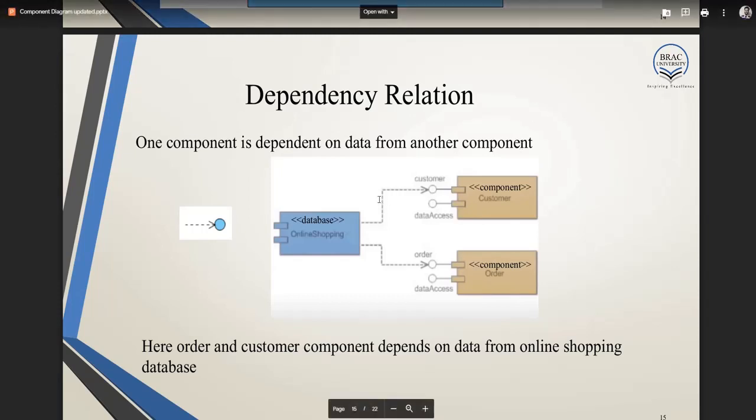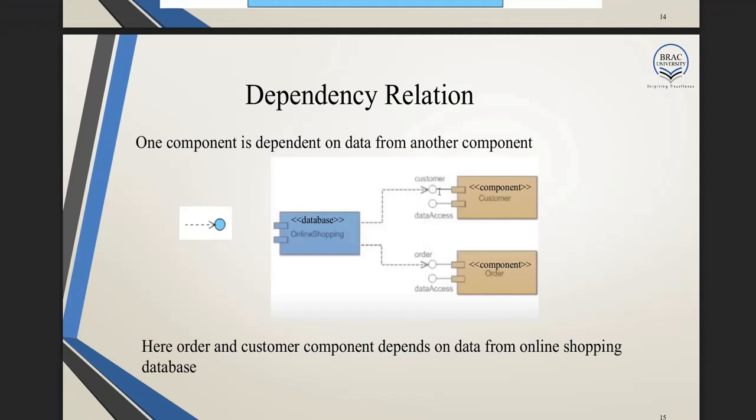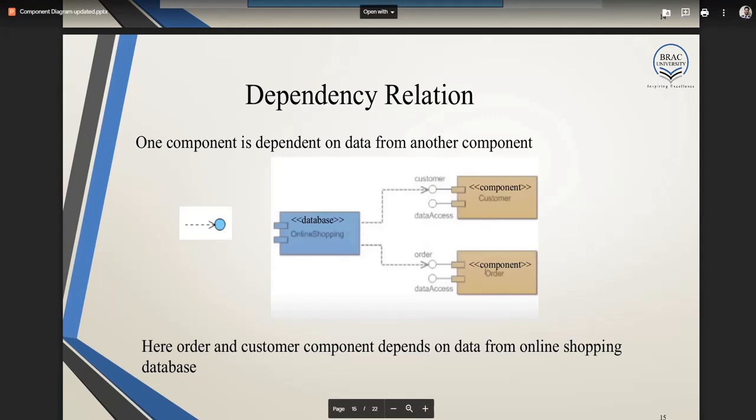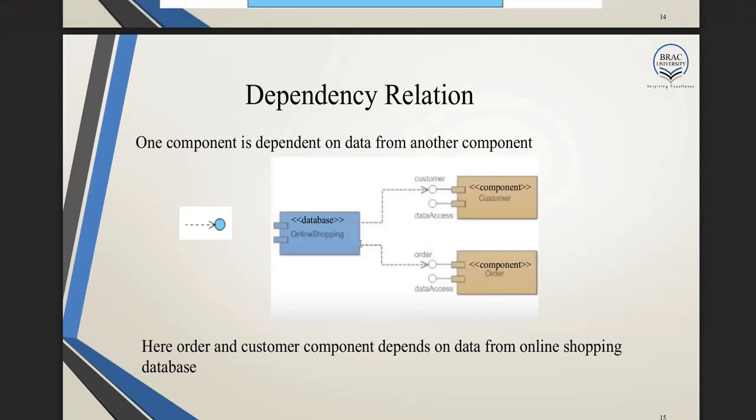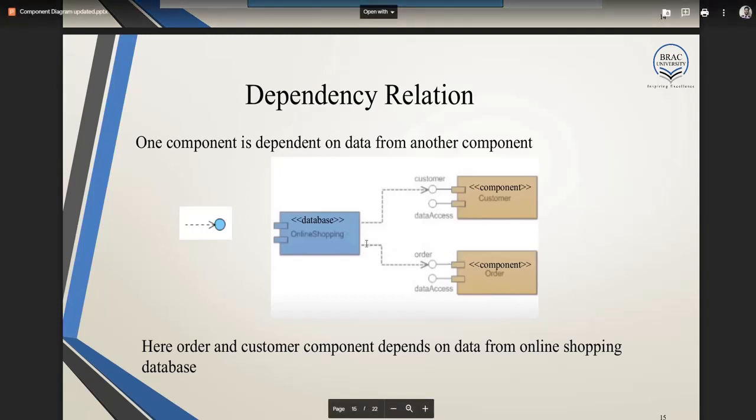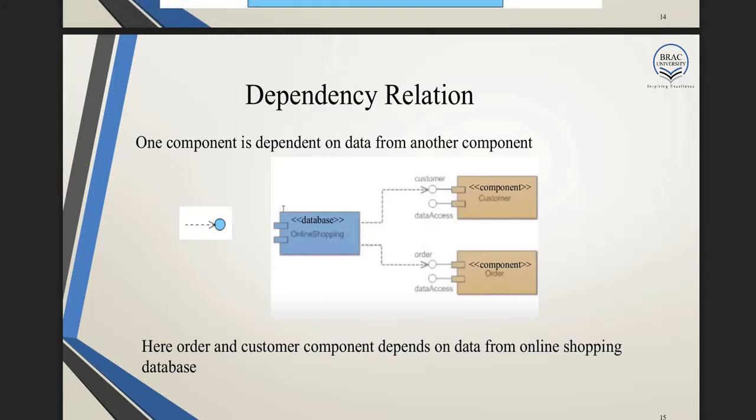In case of dependency relation, as you can see, the provided interface over here receives data from an online shopping database, and we have a dotted arrow pointing towards it in order to represent that relationship. Whenever a component requires data from another component, we use this type of relation, and the arrow moves from the part which is providing data to the component which actually receives the data.